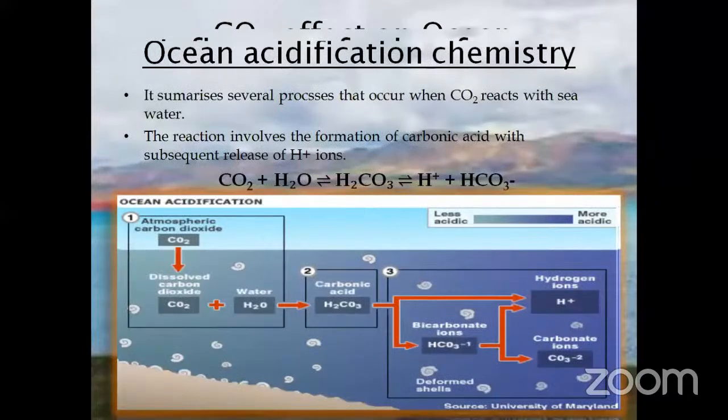Now, let's know the chemistry behind the process. The term ocean acidification summarizes several processes that occur when CO2 reacts with seawater. Here, two reactions are important. Firstly, the formation of carbonic acid with the release of H+ ion. When atmospheric CO2 dissolves in seawater to produce aqueous CO2, it also forms carbonic acid, which rapidly dissociates to produce bicarbonate ion. In turn, bicarbonate ion can also dissociate into carbonate ion. Both of these reactions produce protons and therefore lower the pH of the solution.